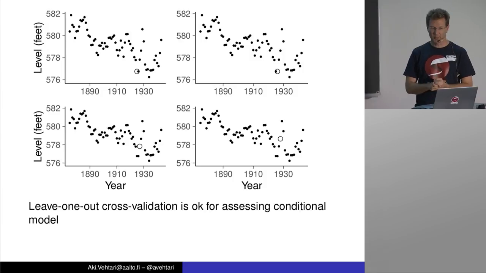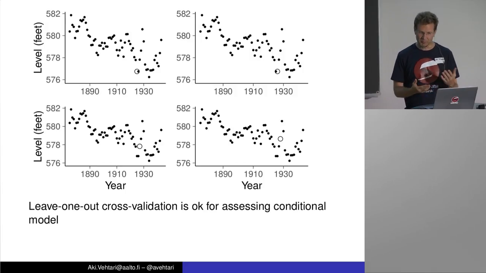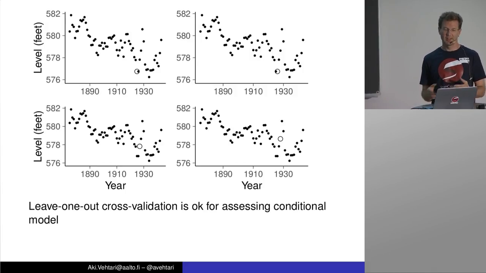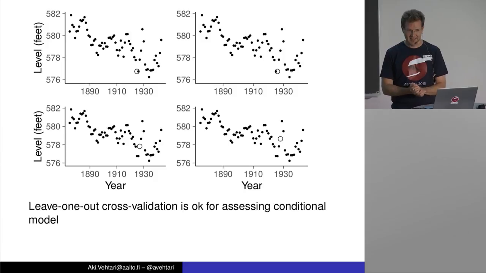So we can detect problems. Maybe instead of normal distribution, we need Student t or some skewed distribution there. That can be also detected already. It's not telling us, if this is something where it's really important that we know the predictive performance, for next year.